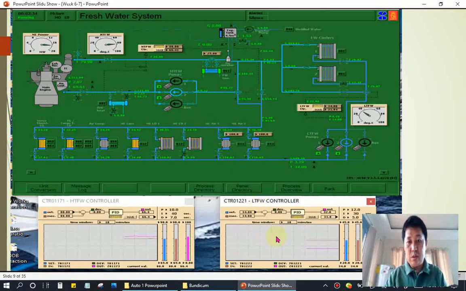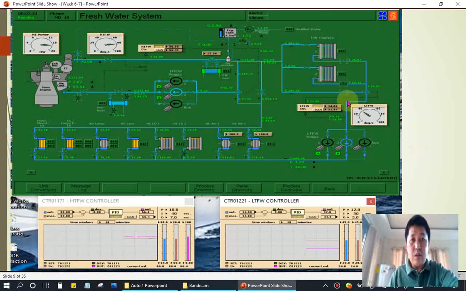The other PID is mounted on the low temperature press water cooling. It's the same principle. It's just that the temperature setting here is lower than the high temperature press water. So this is one example of the application of your PID controller used in the cooling water of the main engine and the auxiliary engine on board the ship.